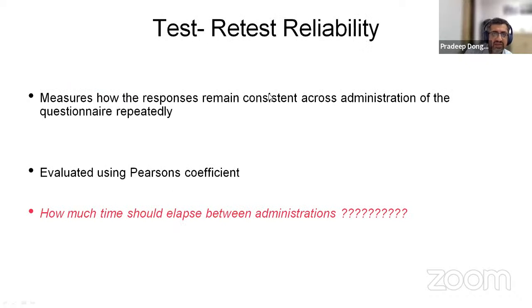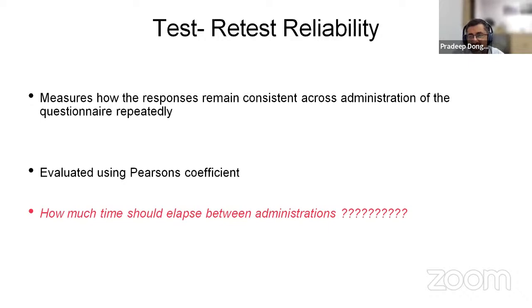The other thing that you can do is test-retest reliability. What you can do is have a set group of people, administer the survey questionnaire to them, wait for a period of time, say 15 days or a month, and re-administer the survey to them and see whether there is reliability among the results. Of course, you use the correlation coefficient as a statistic for this type of reliability. But again, one thing you should remember is how much time should elapse between administrations.